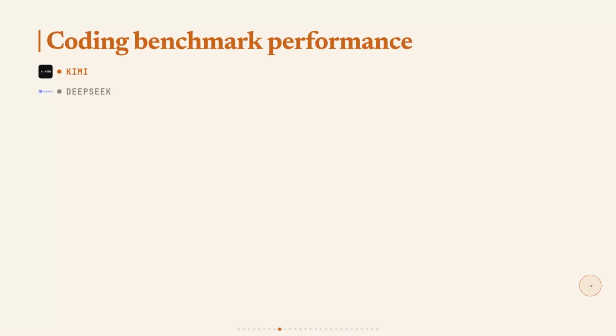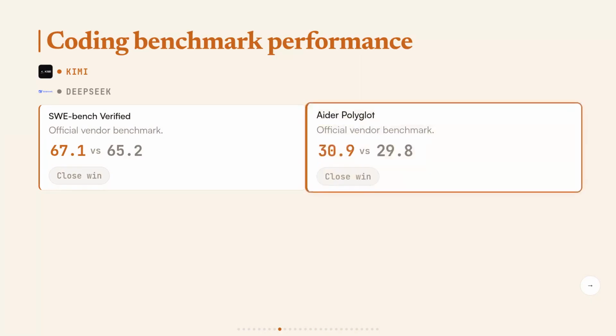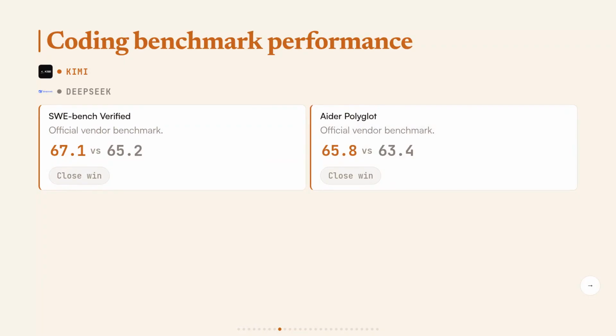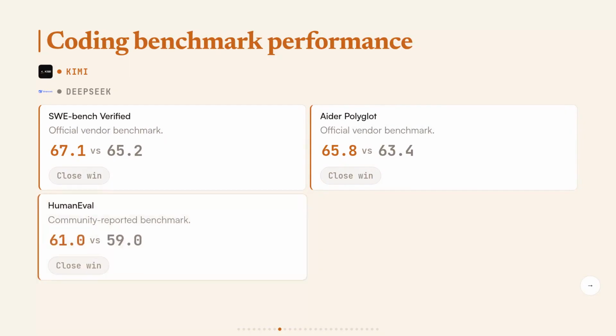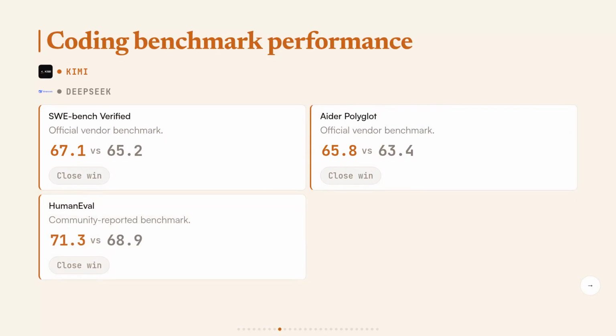I went through the official vendor benchmarks and the community numbers. Kimi K2 scores 67.1 on SWE Bench Verified. DeepSeek v3.2 scores 65.2. That 1.9 point lead holds across Aider Polyglot and HumanEval 2, though HumanEval is community reported, so treat it as directional. Both are genuinely frontier class, but Kimi is consistently ahead, just not by a huge margin.